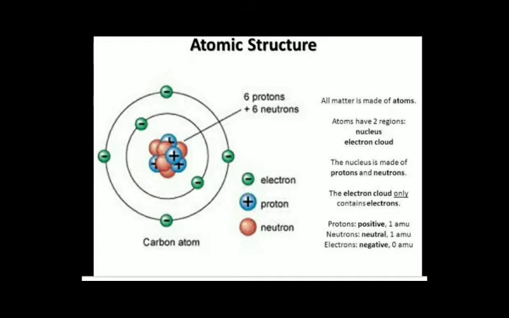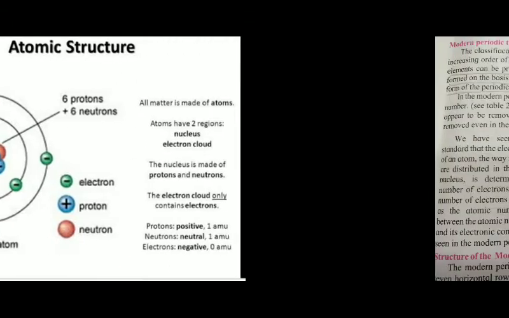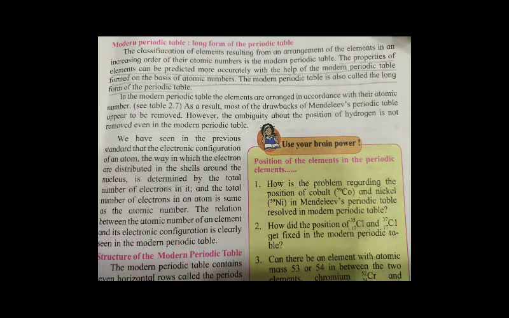So in the modern periodic table, the elements are arranged in increasing order of their atomic number. Most of the drawbacks of Mendeleev's periodic table, like placing of isotopes and position of hydrogen, are removed by this modern periodic table. This modern periodic table is also known as the long form of the periodic table.